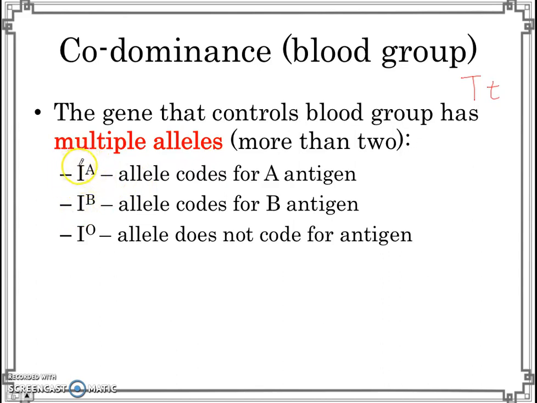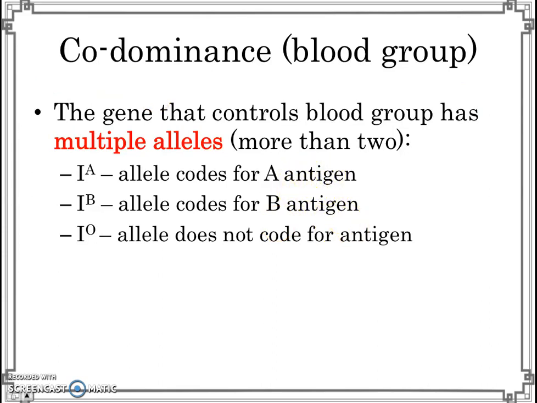The first form is the IA form, and this allele codes for the A antigen. So if you have this allele, then you have the A antigen. The second form is called the IB allele. IB allele codes for the B antigen. And the last form is the IO allele. So the IO allele does not code for any antigen. You might be wondering what this I stands for. This I stands for immunoglobulin, which is just a very complicated way of referring to the antigen.